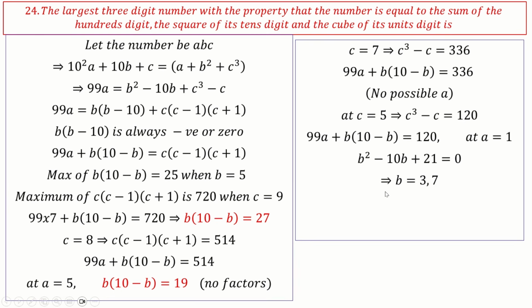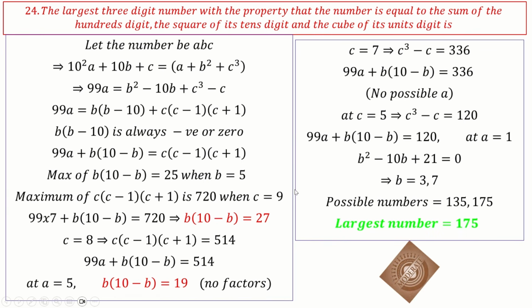Okay, the largest 3-digit number with that given property is possible. So possible numbers are 135 and 175. Okay, so what is the question also? Largest 3-digit number. Largest number we want. So the answer is 175 out of this. Largest is 175. This is the answer. Okay. So yeah, definitely this is moderate.